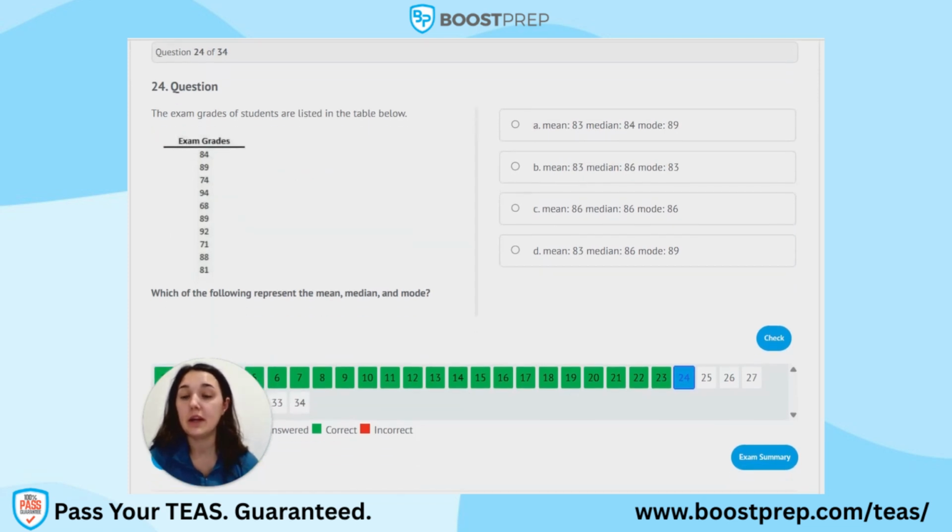Question 24. The exam grades of students are listed in the table below. Which of the following represents the mean, median, and mode? A, mean of 83, median 84, mode 89. B, mean 83, median 86, mode 83. C, mean 86, median 86, mode 86. D, mean 83, median 86, mode 89.